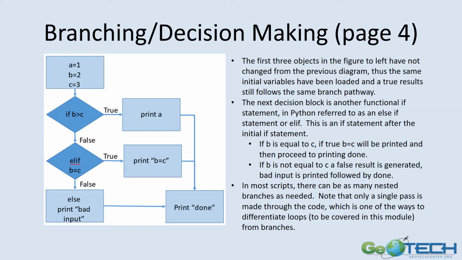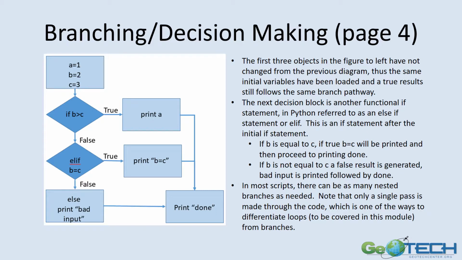Let's say we were in a case where B was equal to 2 and C was also equal to 2. Well, we go back and look at the first diamond bracket. B is not greater than C, so we again are false. We go to the else if statement and we see that B is equal to C. It's going to move over and print B equals C. It's going to print what's inside that set of quotation marks. Then it's going to drop out of the branch and print done.